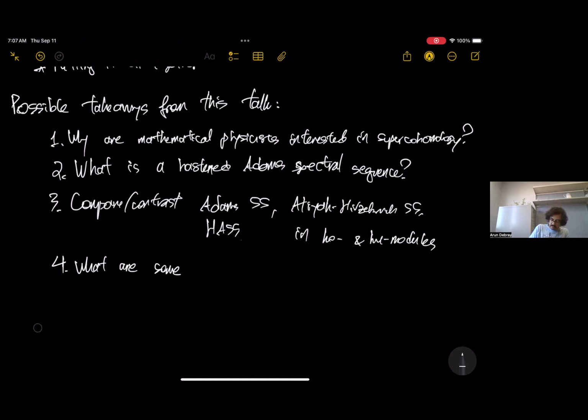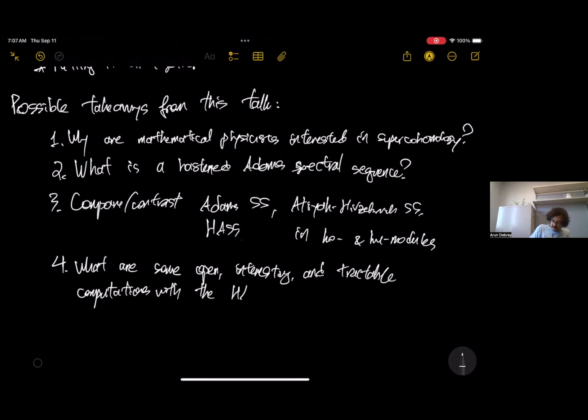What are some open, interesting, and tractable computations with this Adams spectral sequence that the three of us have been working with?